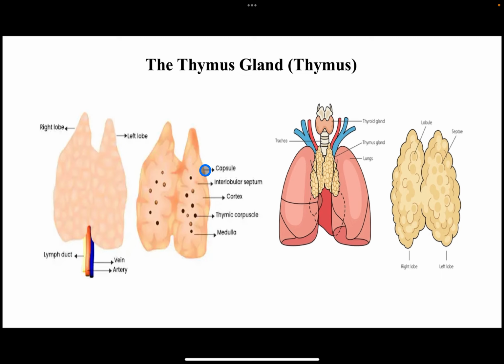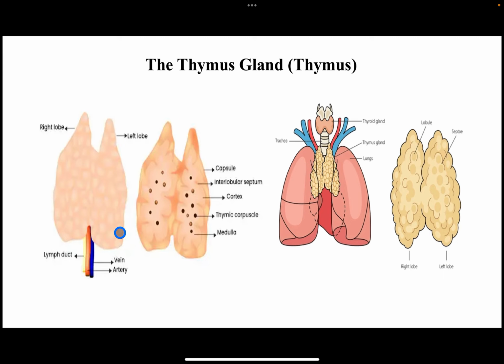So this is how the thymus gland looks. It's similar to the thyroid gland, just that the medial part of the thyroid gland is very narrow, and that is why the medial part of the thyroid gland is referred to as the isthmus. But it's similar. It also has two lobes, just as the thyroid gland. So this is the right lobe of the thymus gland, and this is the left lobe.